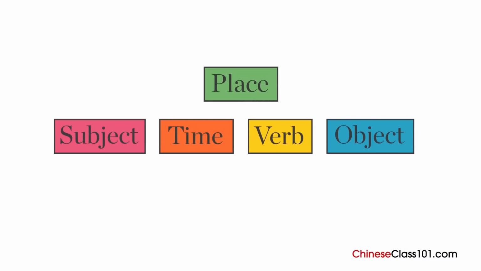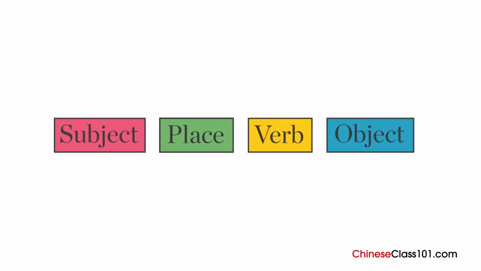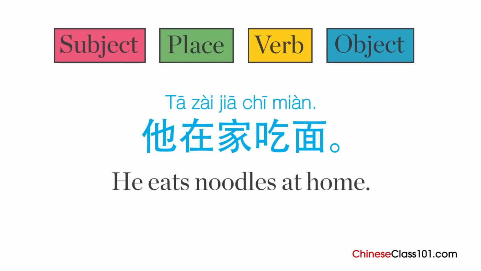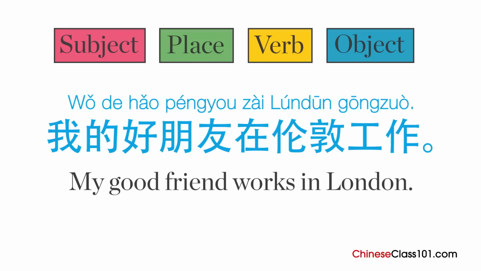If you want to add a place in a sentence, like where someone does something, you also put it after the subject, before the verb. Let's see a couple of examples. 他在家吃面. He eats noodles at home. 我的好朋友在伦敦工作. My good friend works in London.